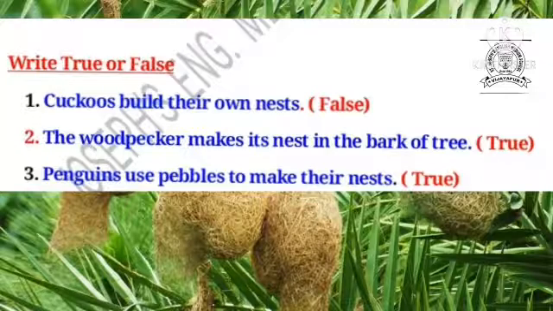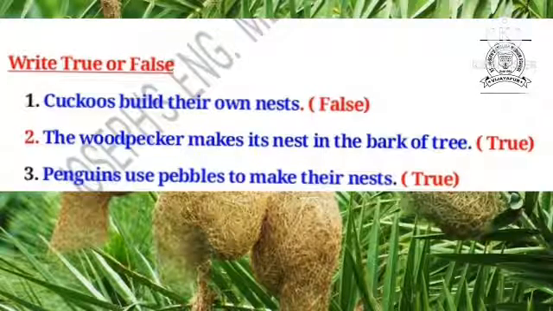Now open your textbook. The first exercise question, it is true or false. First one, cuckoos build their own nest. Children, cuckoos build their own nest. Is it true or false? False. It is false. Why? Because cuckoo does not build their own nest. These birds lay their eggs in a crow's or raven's nest. That's why cuckoo does not build their own nest.